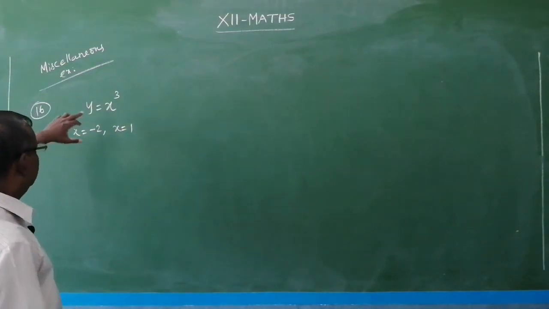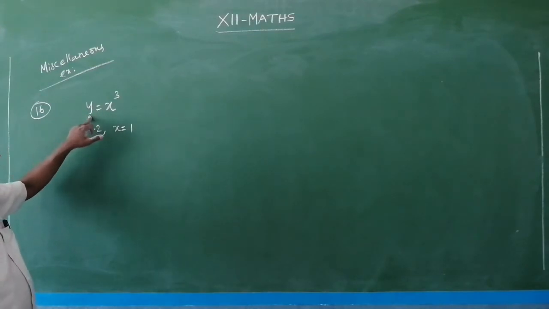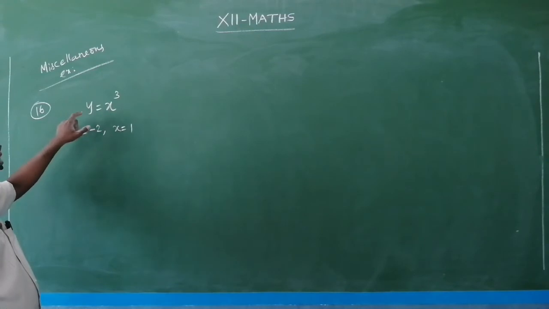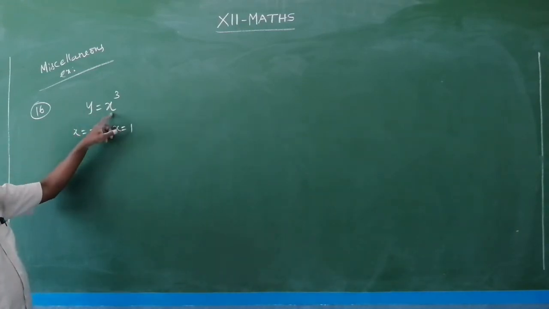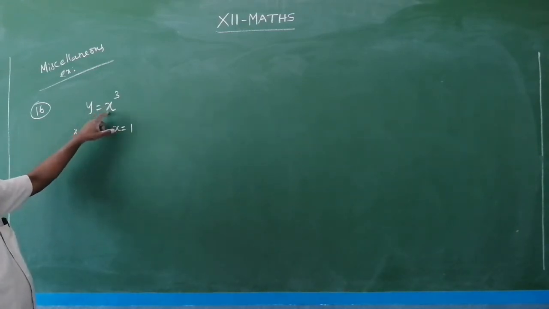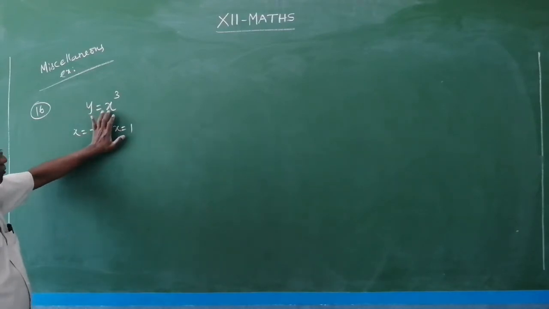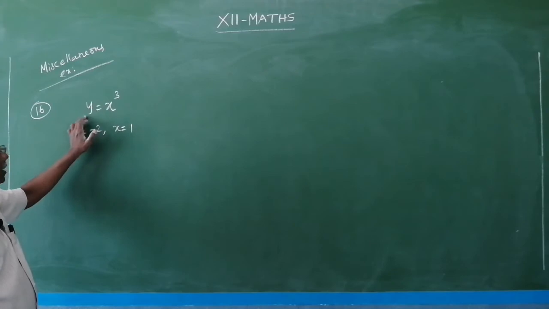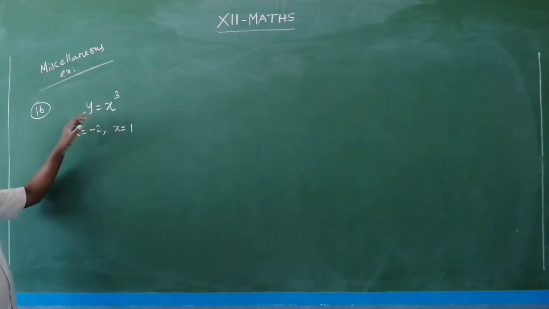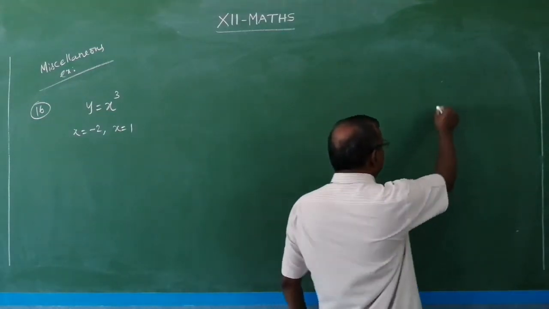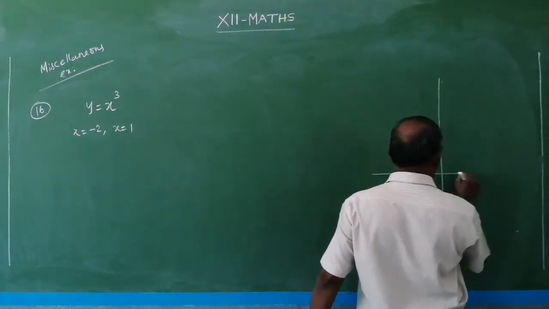See, the curve is a cubical parabola. That means when you put x equal to 0, y equal to 0. When x is positive, that means x equal to 1, 2, y is positive. And when x is negative, that is minus 1, minus 2, y is negative. Therefore, the curve lies in the first and third quadrants only and passes through the origin. So, we need to draw this curve like this.